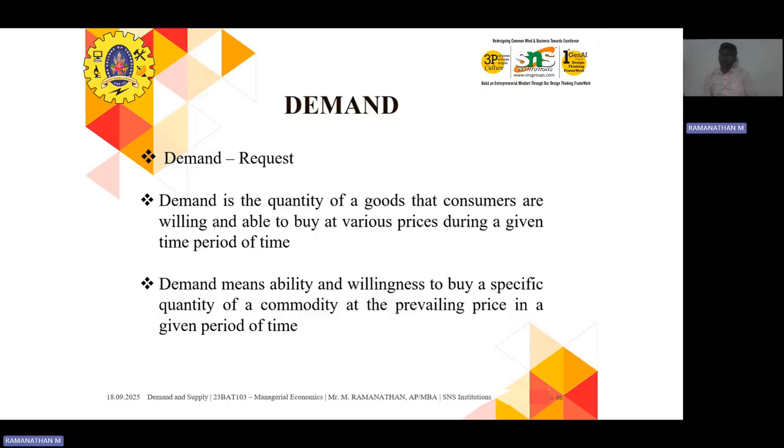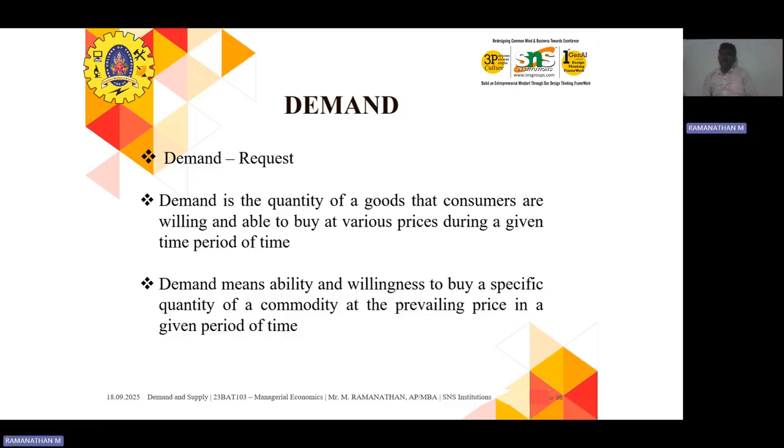The definition of demand is: demand means the ability and willingness to buy a specific quantity of a commodity at a prevailing price in a given period of time. So demand means ability or willingness. Customers or consumers are willing or able to buy that particular product at whatever price the industry is fixing, ready to buy it at the prevailing price at that time.